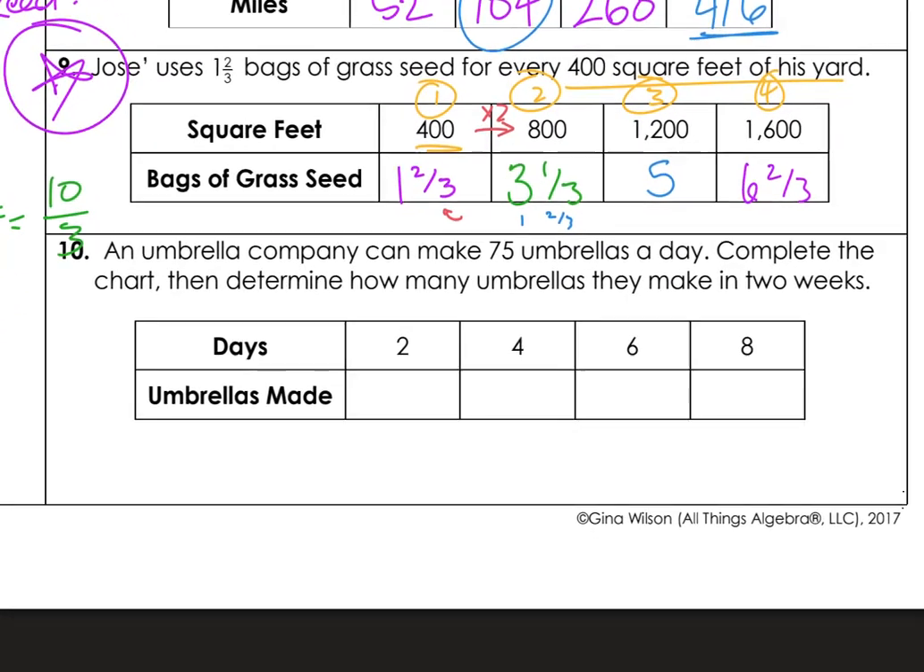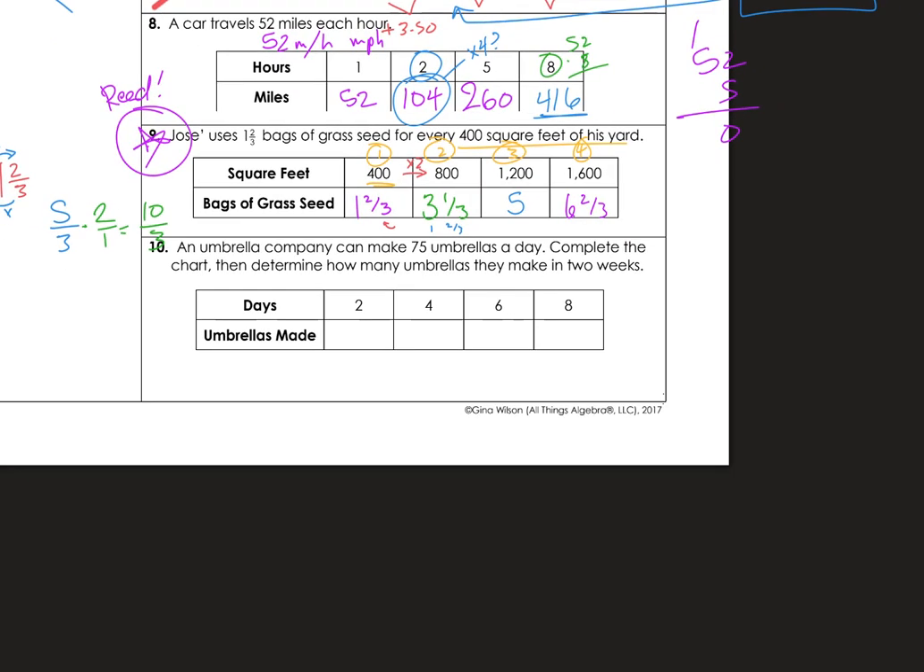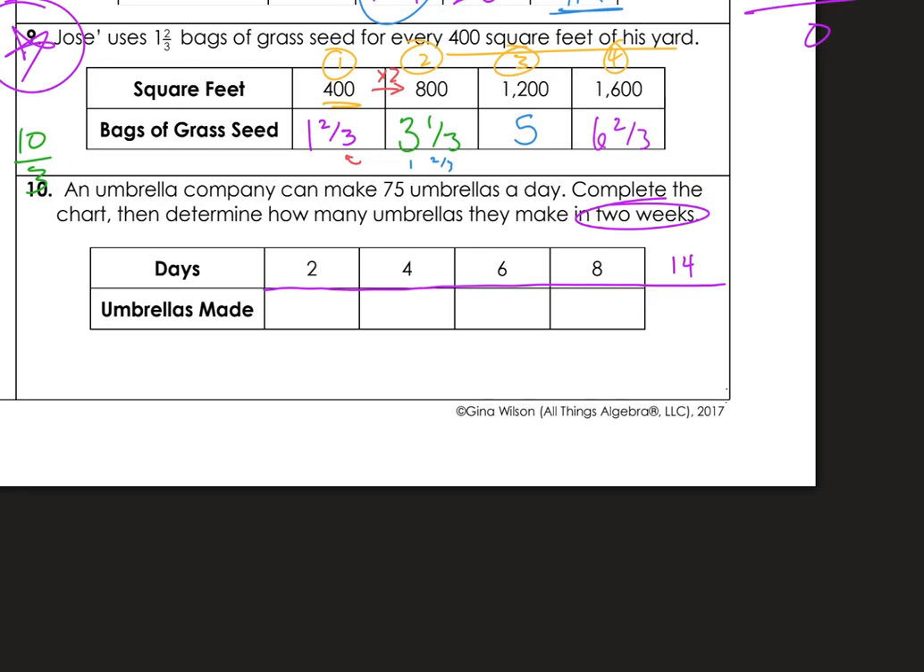Okay, an umbrella company can make 75 umbrellas a day. Complete the chart and determine how many umbrellas they can make in 2 weeks. So here's what just happened. They're asking us to do 2 things. Fill in this chart, but then keep going and write 14, because that is how many days are in 2 weeks. So here we go. We got 75 times 2, that's 150. And then 75 times 4 is 300.